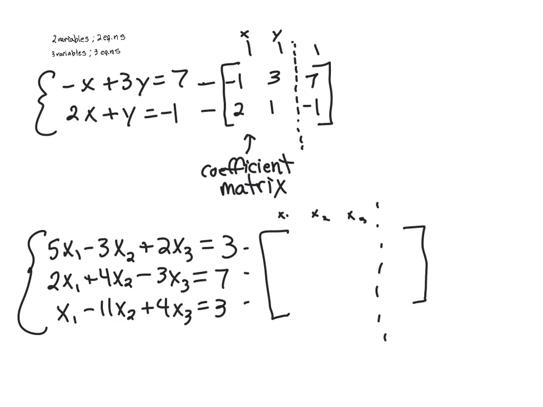So coefficients of x1 were 5, 2, and 1. The coefficients of x2 were negative 3, 4, and negative 11. And the coefficients of x3 were 2, negative 3, and 4. And these parameters on the right-hand side are the 3, 7, 3. So you see how to convert a system into an augmented matrix.